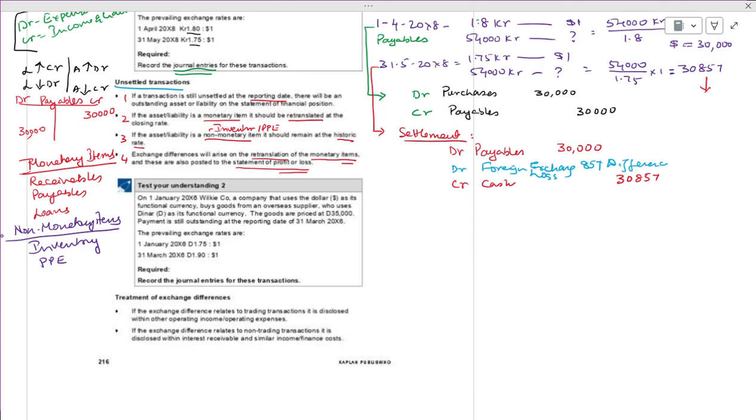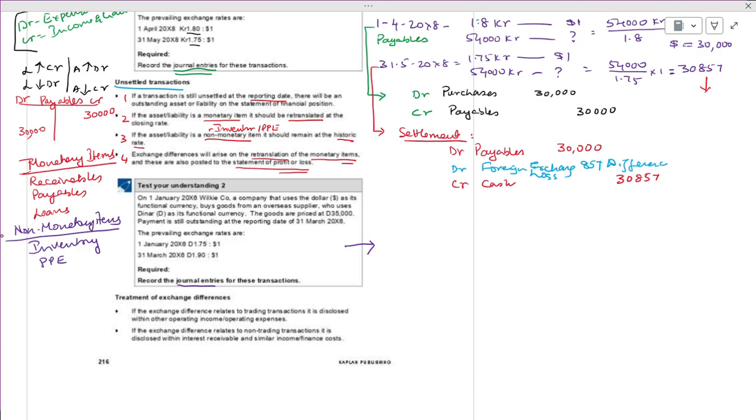Now, what it says: on January 1st, 2006, Wiki, a company that uses dollar as its functional currency, buys goods from an overseas supplier who uses dinar as functional currency. Their functional currency is different from ours. The goods are priced in dinars. Payment is still outstanding at the company. They give the prevailing exchange rate. Again, you see general entries. The goods are priced at 35,000 dinars, still outstanding, meaning they have priced in their own currency, not ours.